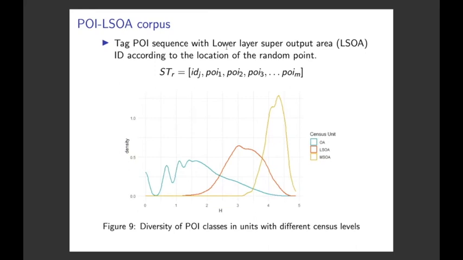So here we select the lower layer super output areas, and we compare the different levels of the output areas. You can see the output areas are not continuous, and the MSOA is not that sensitive in terms of the diversity of the POIs. Oh, sorry, I should mention this is the density of the POIs in each of these spatial units.